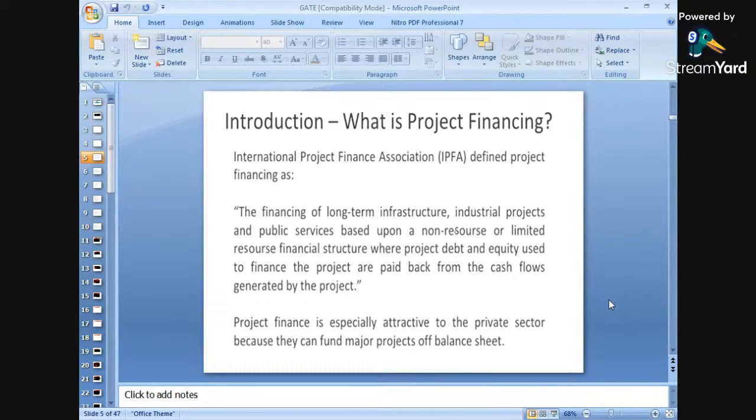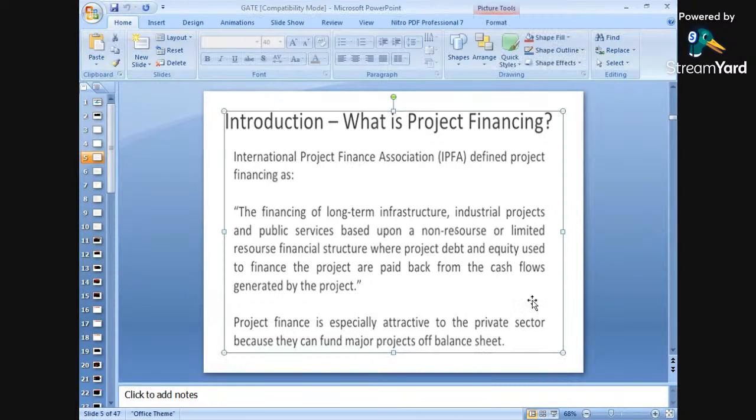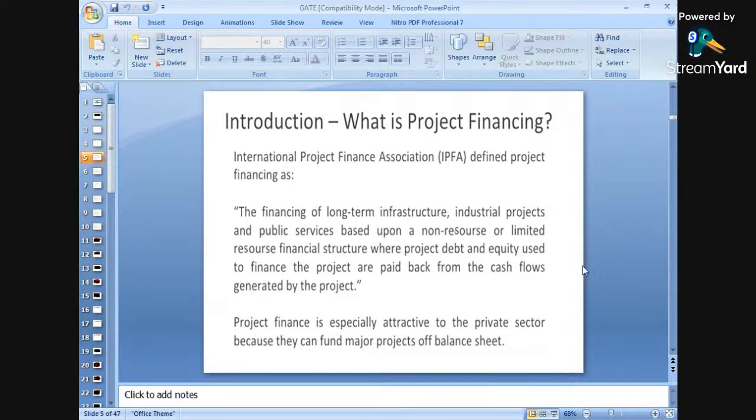from the cash flow generated by the project through the toll taxes or the different taxes from individual persons. It can be collected, and this amount which has been required for the constructions will be paid back to the contractors through the cash flow generated by the project, from the roads which have been used by the common man. Okay. So project finance is especially attractive to the private sector because they can fund major projects off balance sheet.